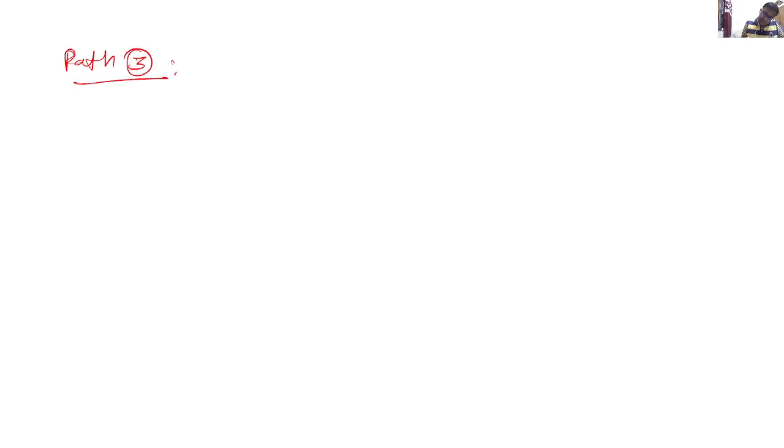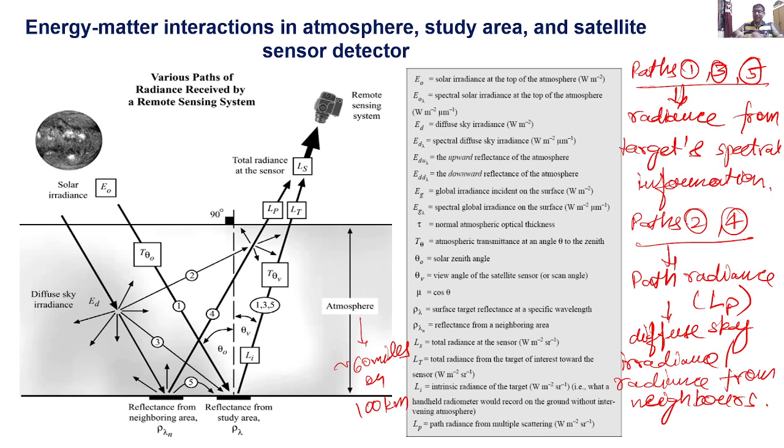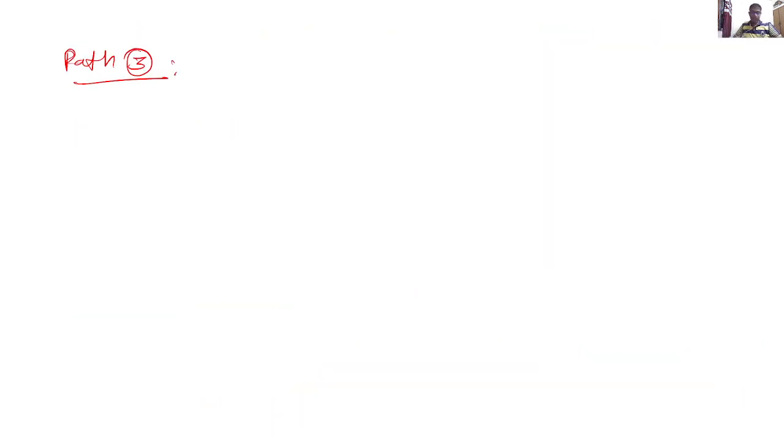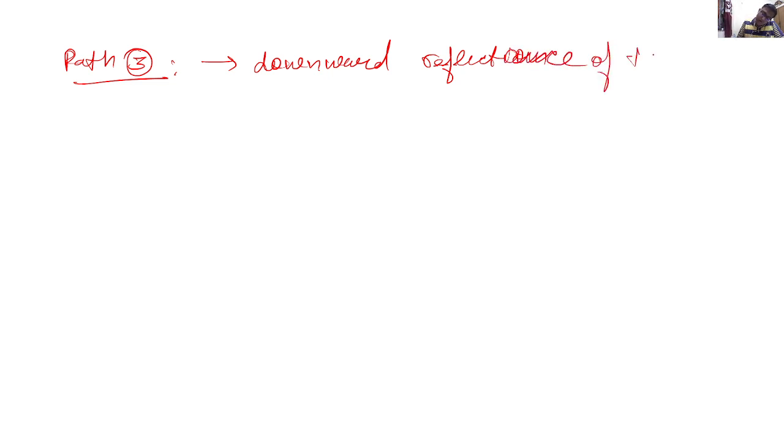Path 3. Let's go back. Path 3 is the one which first gets diffused by the atmospheric constituents, but then it falls on the target area. So path 3 is technically known as the downward reflectance of the atmosphere. It is also a function of the wavelength. That is why the subscript lambda comes in.